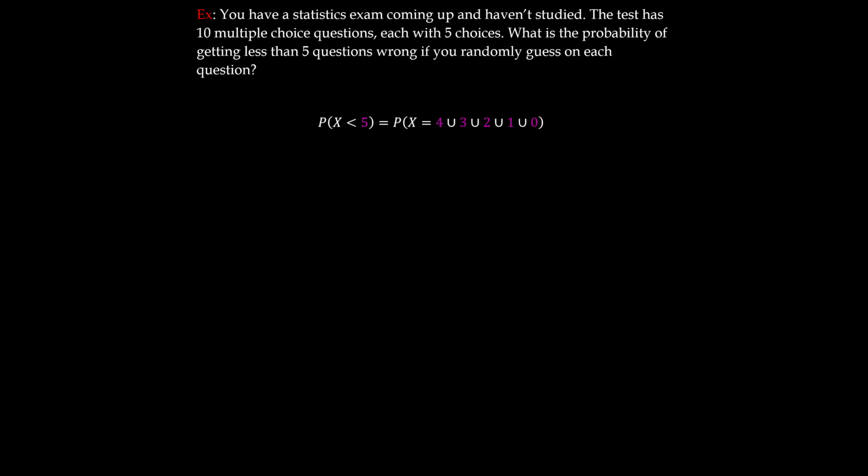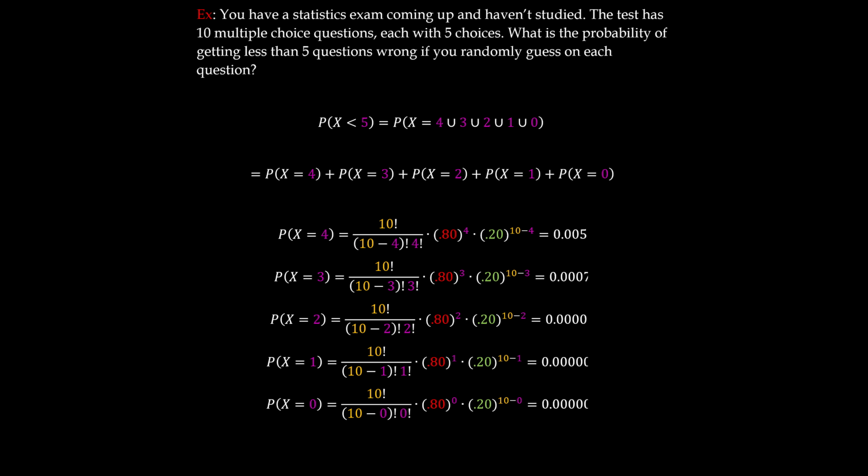The probability of getting less than 5 questions wrong is the same as the probability of getting 4 or 3 or 2 or 1 or 0 questions wrong. Because our events are independent, then we can simplify it to this. And now we just need to sum these. Then the probability of getting less than 5 questions wrong is 0.006. In other words, the probability of guessing randomly and passing an exam would be 0.6%.